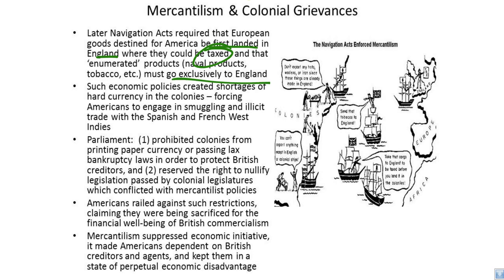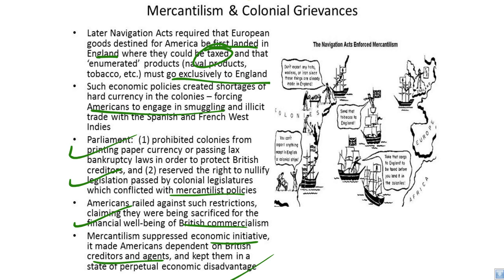England rejected American colonial desires for self-sufficiency or self-government, which was manifested in their passage of the Navigation Act of 1650. Later navigation acts required that European goods destined for America would first be landed in England, where they could be taxed, and then some specific products, like tobacco, must go exclusively to England. Such economic policies created shortages of hard currency in the colonies, forcing Americans to engage in smuggling in order to make money. Parliament prohibited the colonies from printing paper currency, and they reserved the right to nullify any laws passed by colonial legislatures which conflicted with mercantilist policies of the British government.